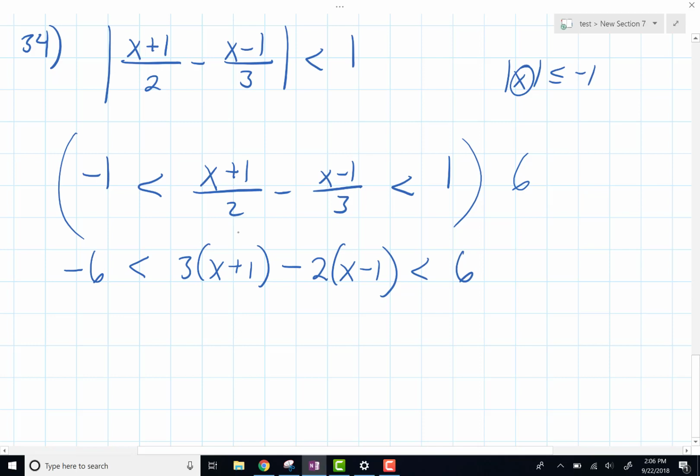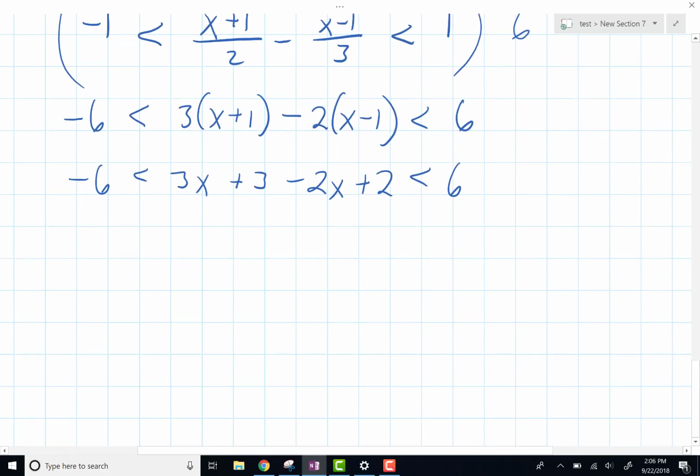And you could also grab a common denominator and then multiply by 6. Either way, you'll end up here. And then you just keep cleaning. Distribute minus 2x plus the 2. Make sure that negative distributes. And keep cleaning the inside, or the middle. So this is x plus 5 is less than 6.